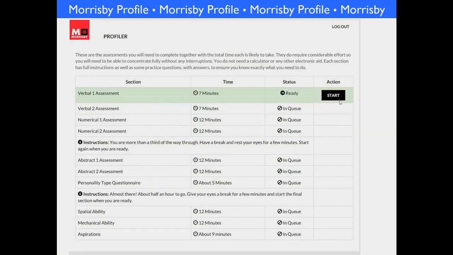When students register, they're faced with a start button. They click on this, do some practice questions. The idea behind those is that they understand more about what the task involves. There's then a countdown timer on screen, counts down to 0. When it hits 0, they're locked out and moved on to the next assessment.